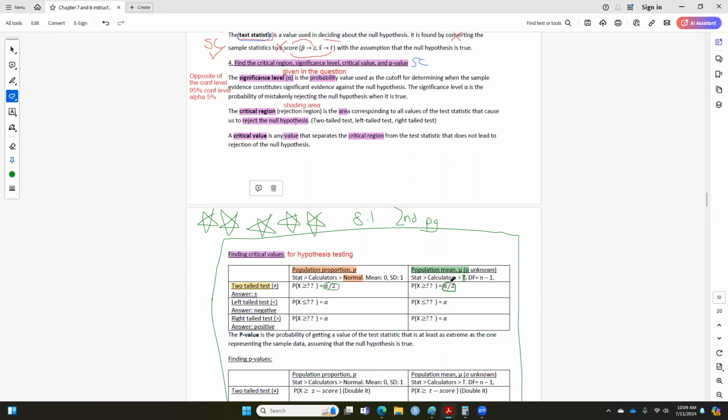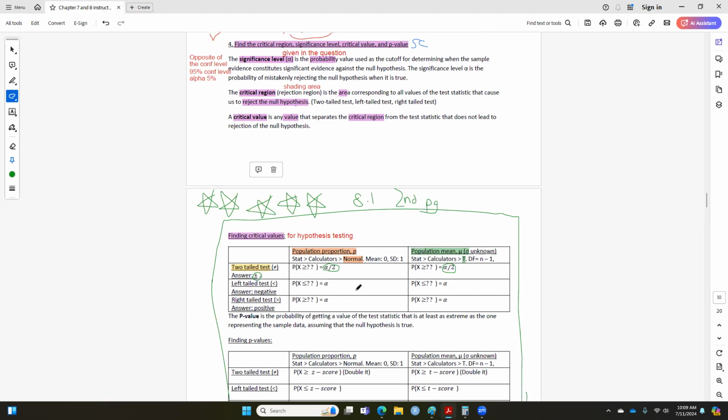Also, I want to point out that when you do the two-tailed test, your calculator only gives you either the positive or the negative value. So your answer in this case will actually have to have a plus or minus. Make sure you know that your calculator does not give plus and minus together. It only gives either plus or minus, depending on what symbol you use. If you use a greater than symbol, then your critical value in this case will be positive.